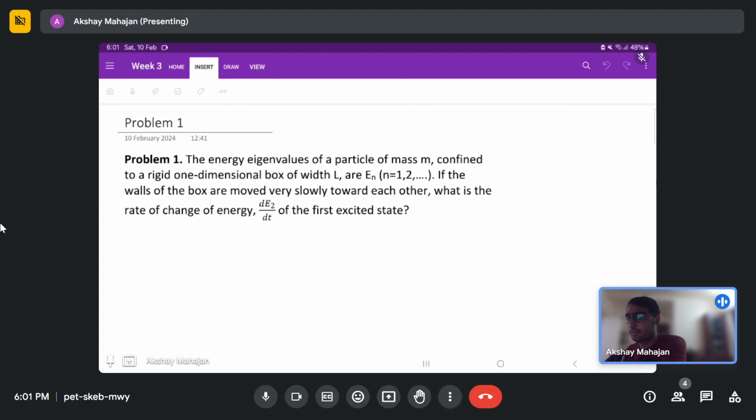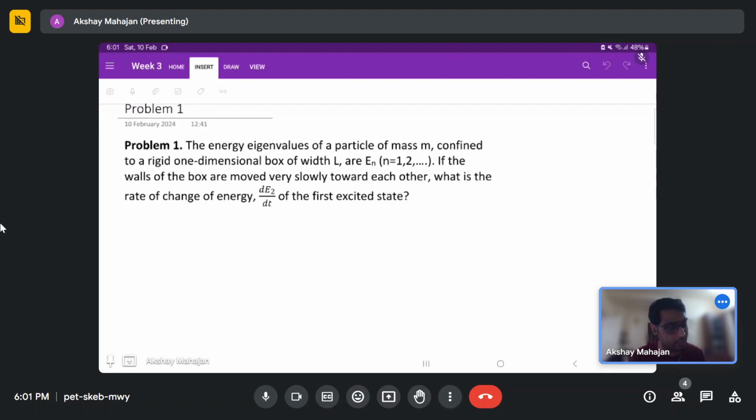Okay, so first we will start with problem number 1. The energy eigenvalues of a particle of mass m confined to a rigid one-dimensional box of width L are En equals to n squared h squared over 8mL squared, where n equals 1, 2, 3 are integers. Now if the walls of the box are moved very slowly toward each other at some rate dL by dt, what is the rate of change of energy dE2 by dt of the first excited state?